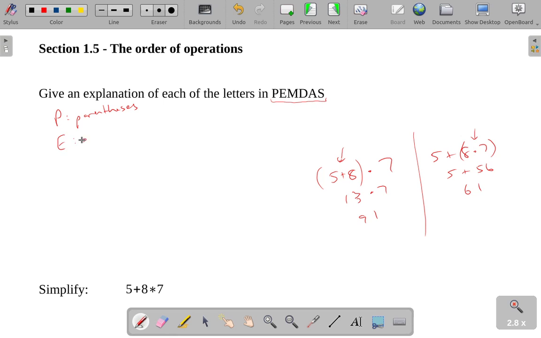E stands for exponents. In the absence of parentheses, we would look through there and figure out if there are any exponents, and that would be the next operation that would take place. Now the M and the D actually come together. The M stands for multiplication and the D stands for division.